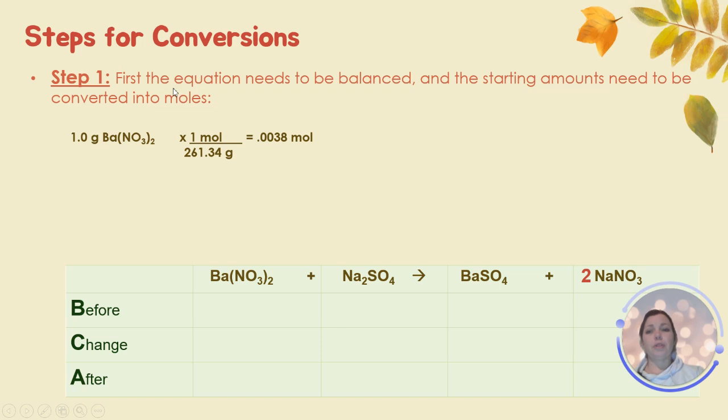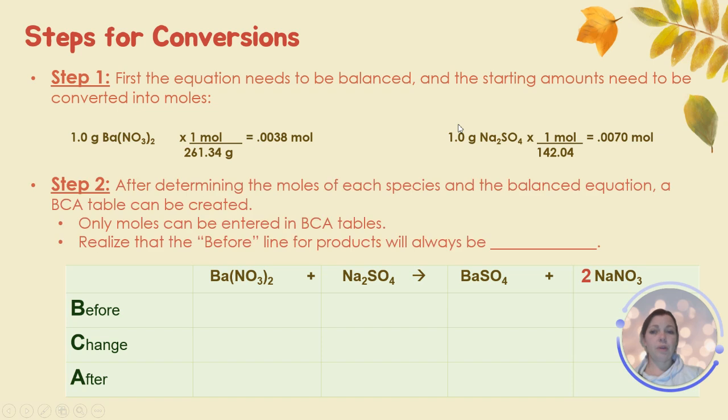Now let's do the conversion. If we're starting with 1 gram of barium nitrate, we're going to divide by the molar mass of barium nitrate to get the moles. And then we're going to do the same thing with our sodium sulfate: divide by the molar mass of sodium sulfate, and then we're going to get the moles. Okay. After determining the moles of each species and the balanced equation, then we create the BCA table.